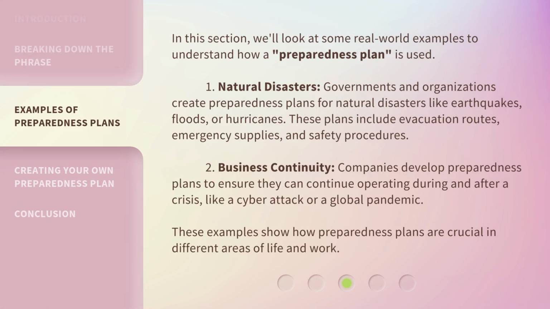In this section, we'll look at some real-world examples to understand how a preparedness plan is used. 1. Natural disasters. Governments and organizations create preparedness plans for natural disasters like earthquakes, floods, or hurricanes. These plans include evacuation routes, emergency supplies, and safety procedures.